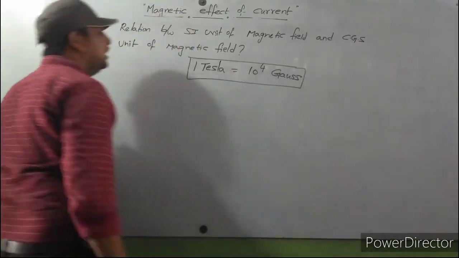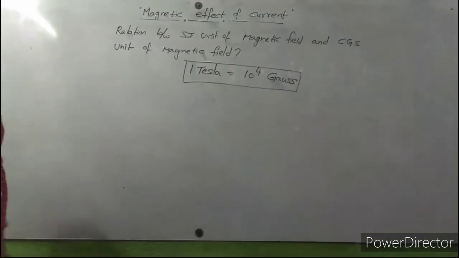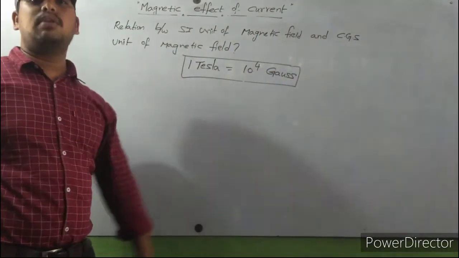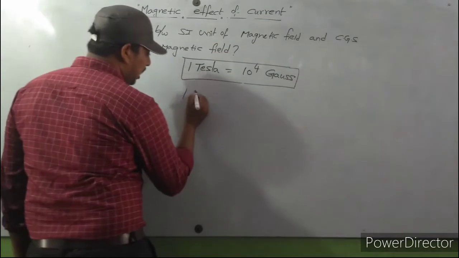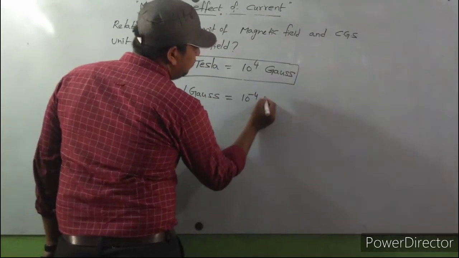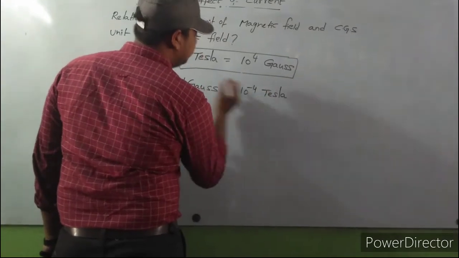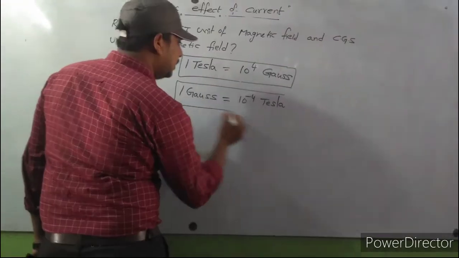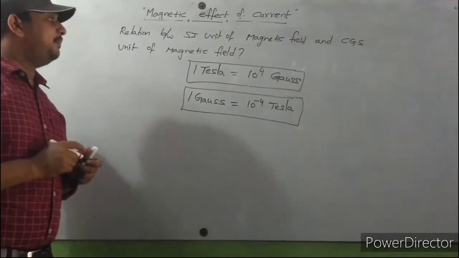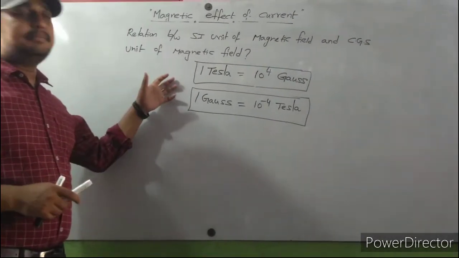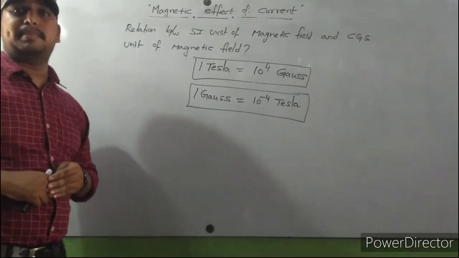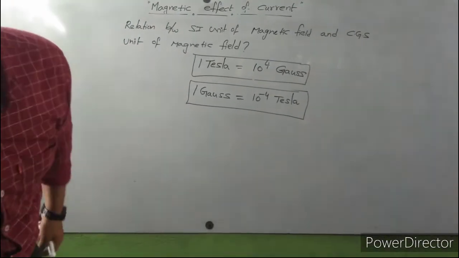What is the relation between SI unit of magnetic field and CGS unit of magnetic field? 1 Tesla is equal to 10 power 4 Gauss. That means 1 Gauss is equal to 10 power minus 4 Tesla. So this is the relation between SI unit of magnetic field and CGS unit of magnetic field. Next concept.